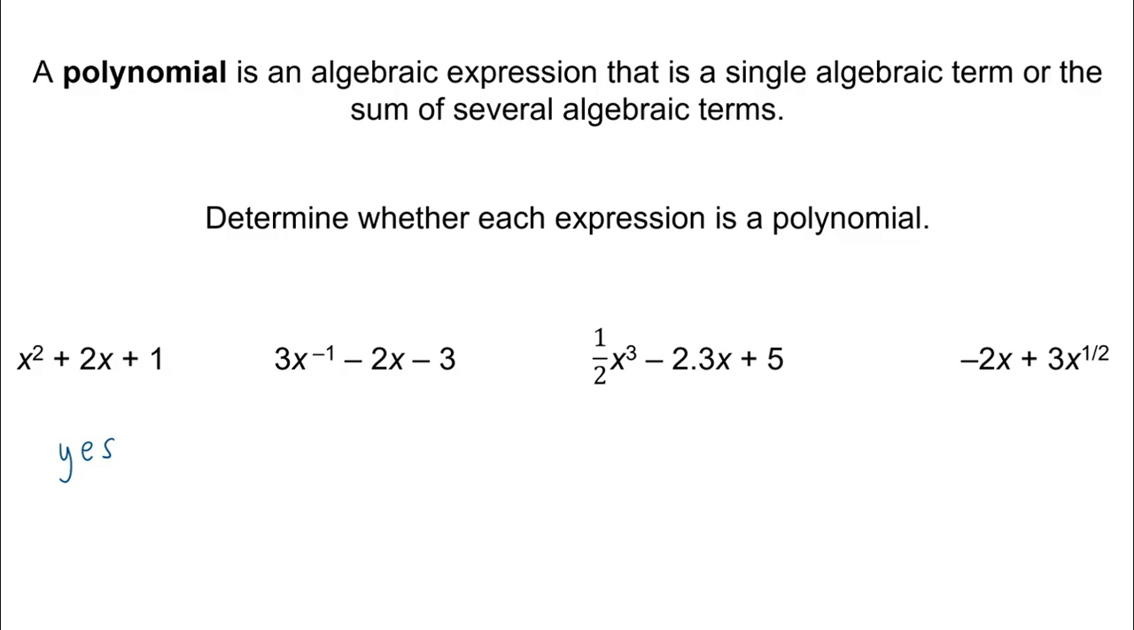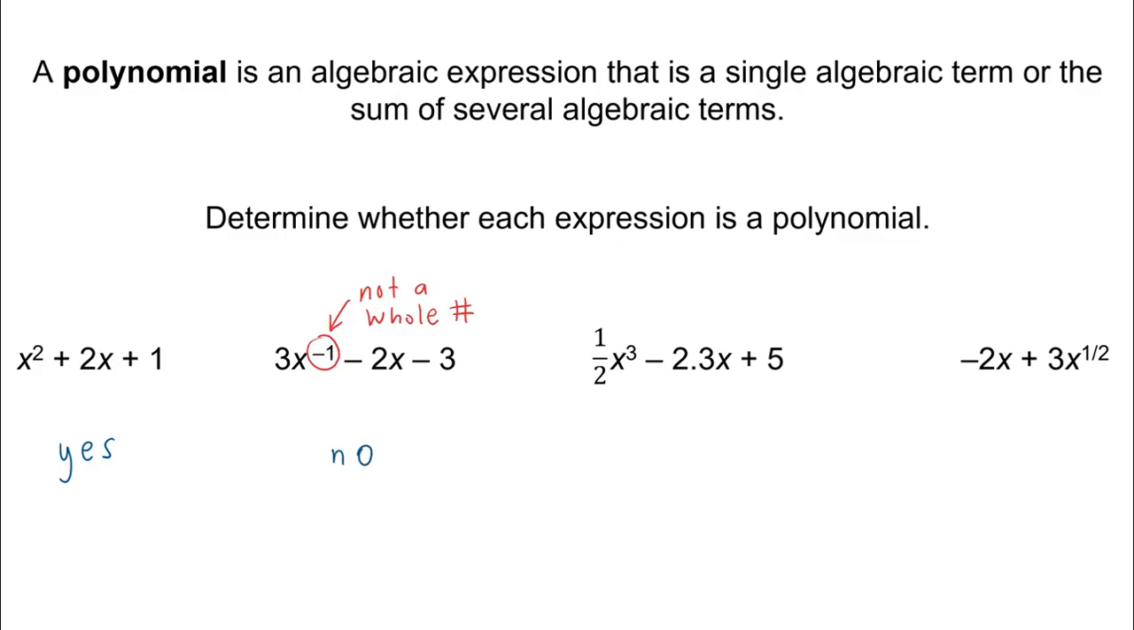Let's look at the second example here, 3x to the negative 1 minus 2x minus 3. In this polynomial, I see 1, 2, 3 algebraic terms. But I notice a problem right off the bat. In the first term, the exponent on the variable is a negative 1. Negative 1 is not a whole number. So therefore, this is not a polynomial. Let's look at this third example.